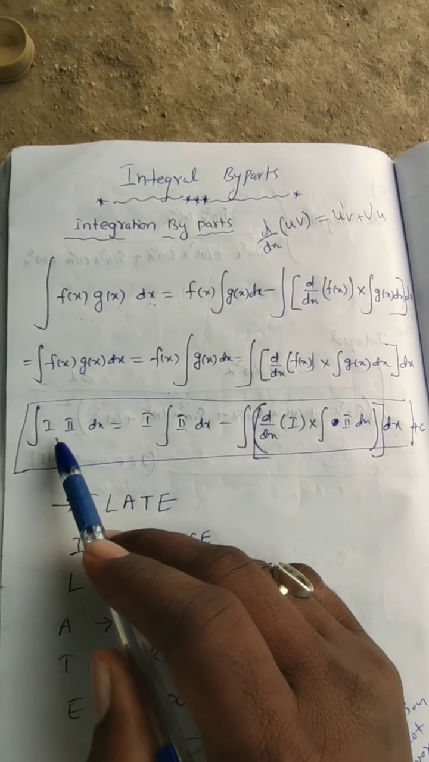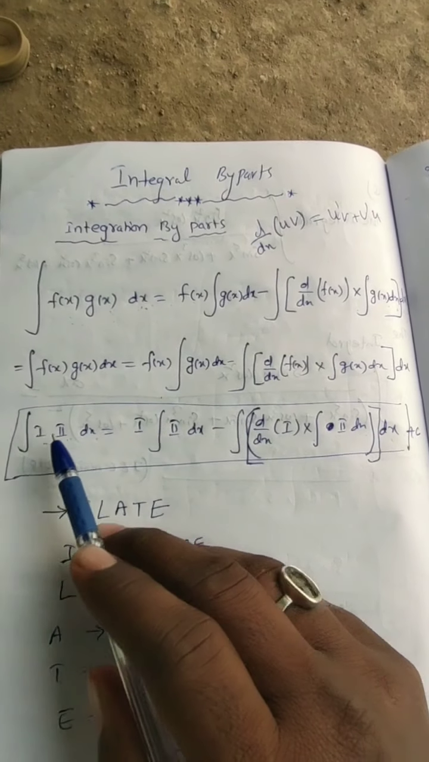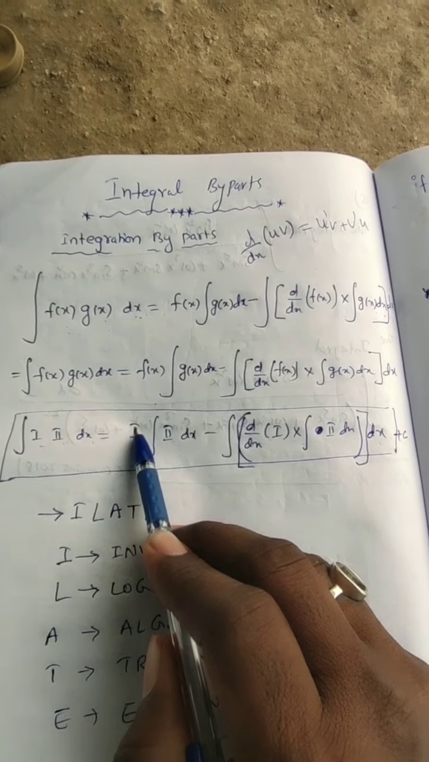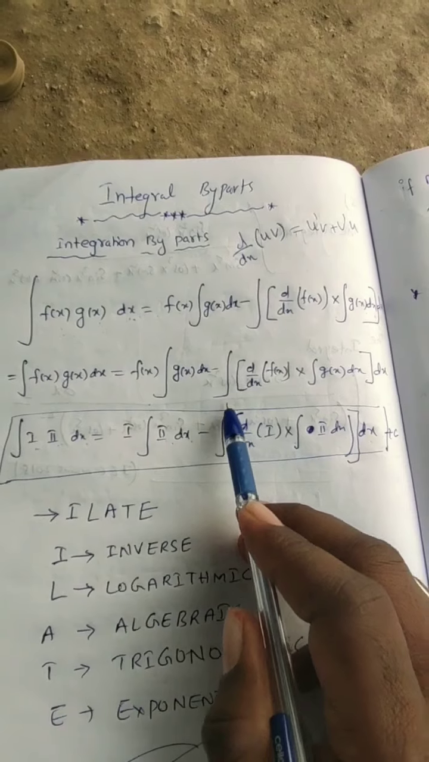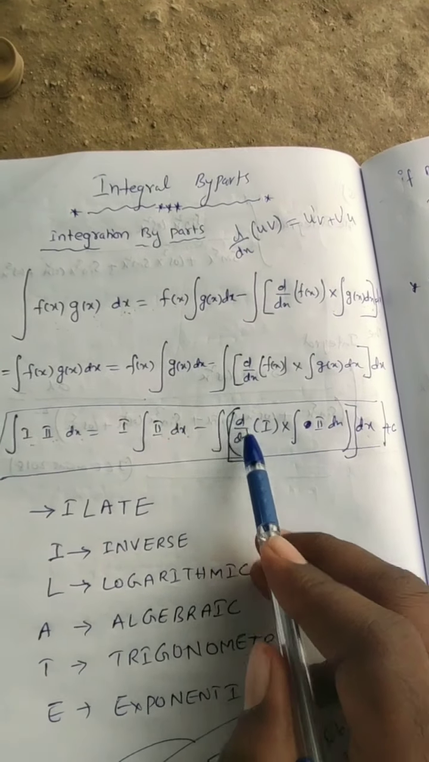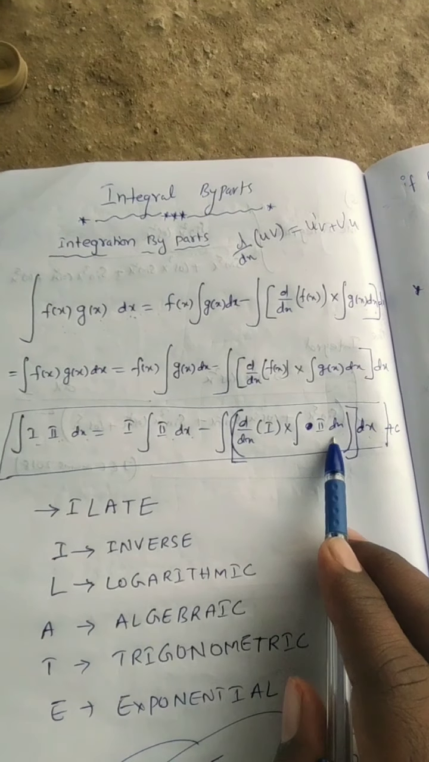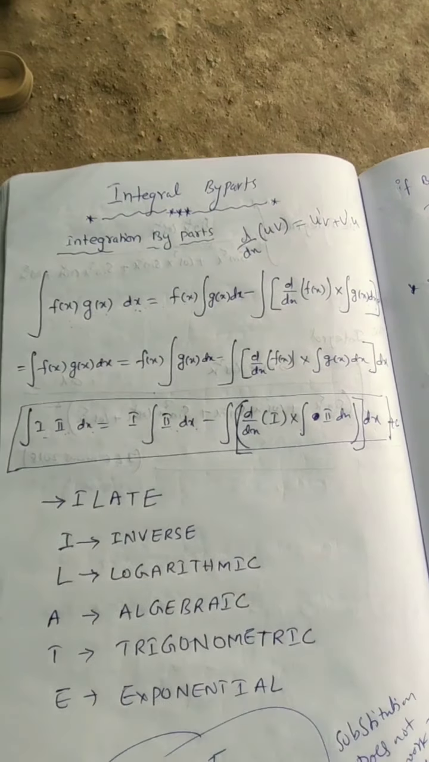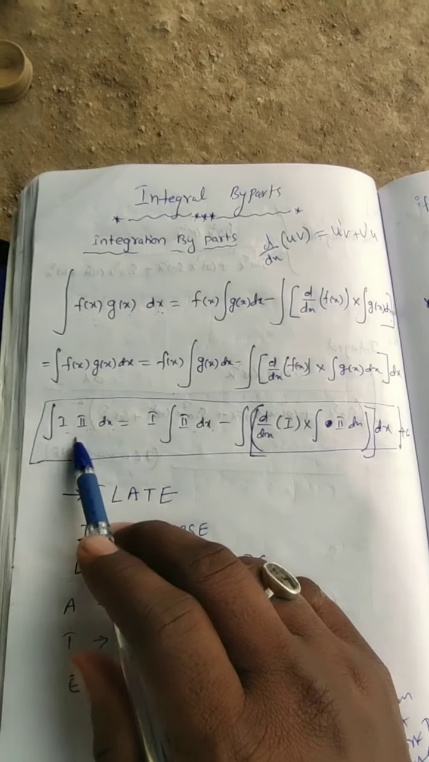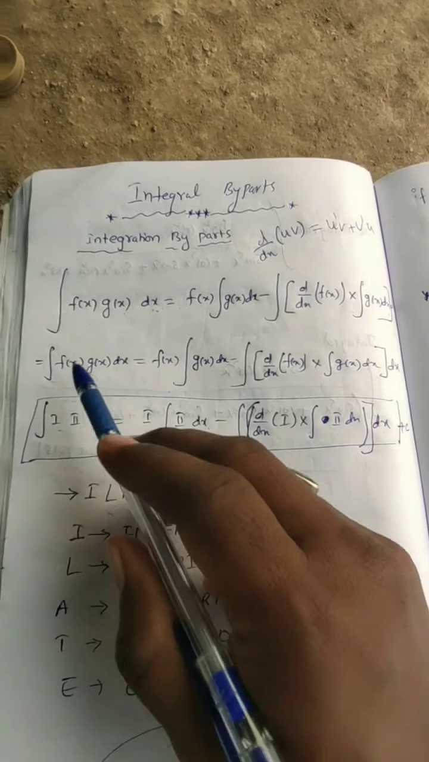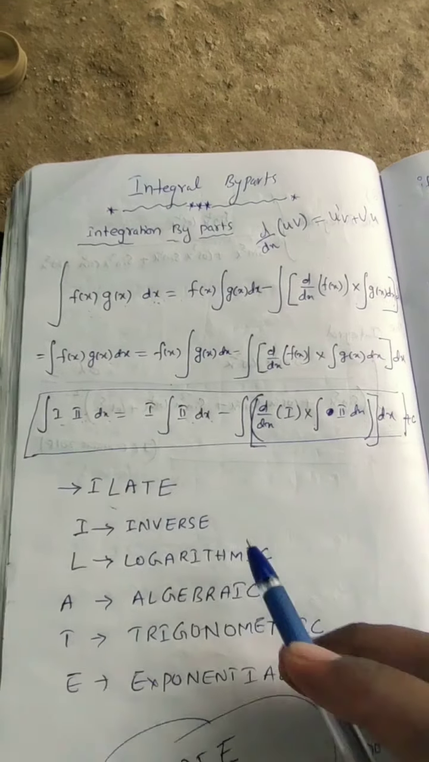Integration of first function into second function dx can be written as: first function outside and integration of second function dx, minus the integration symbol, differentiation of the first function into integration of the second function, whole dx plus c. This is what is called integration by parts. What is the first function, what is the second function? Here the first function is f(x) and the second function is g(x).